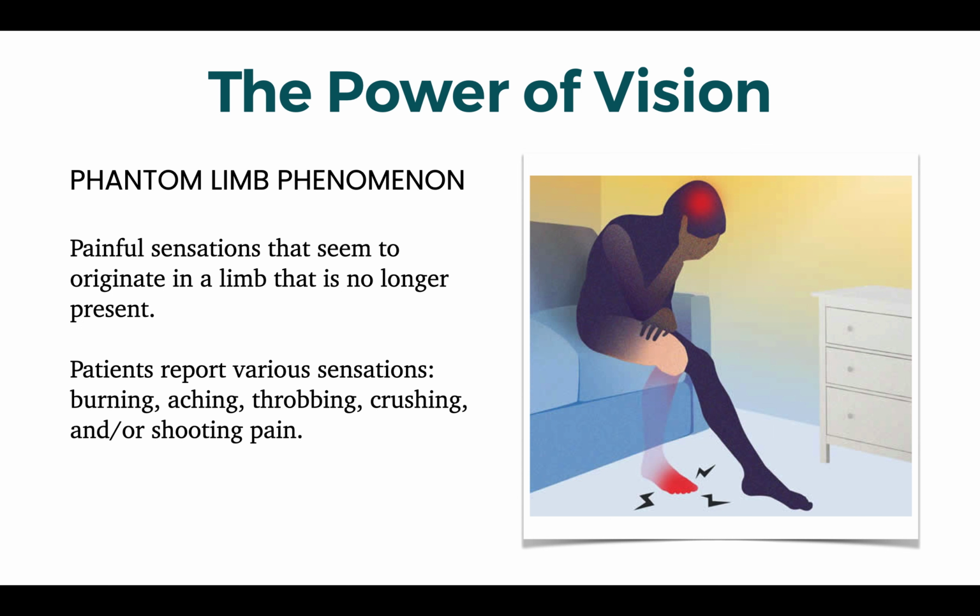Phantom limb phenomenon. This is when people, amputees, veterans, get painful sensations that seem to originate in a limb that is no longer present. They get these weird sensations like burning, aching, throbbing, crushing, shooting pain. And it's weird because this pain, this discomfort, is coming from a limb that is no longer there.